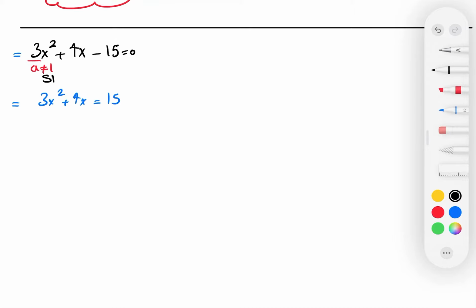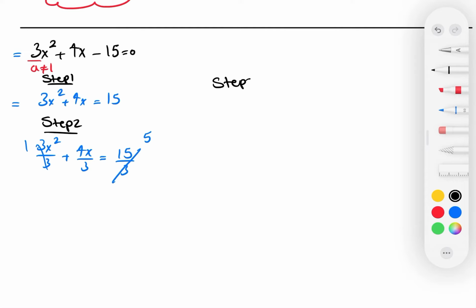All right, that's step 1. The second step is to divide the whole equation by whatever the coefficient of x squared is, which is 3 in this case. So we divide by 3: 15 divided by 3 simplifies to 5, and 3 over 3 is obviously 1. The third step: so you have x squared plus 4x over 3 is equal to 5.